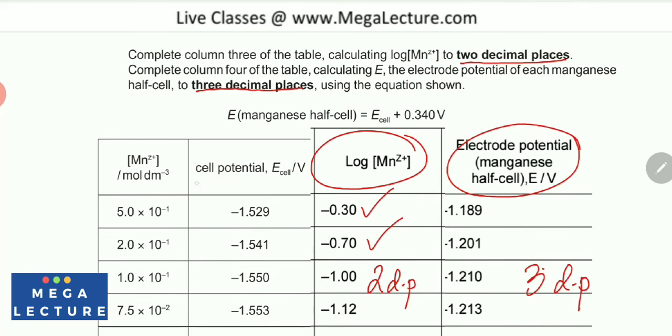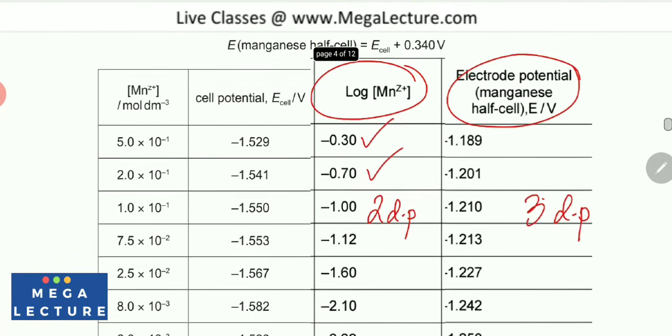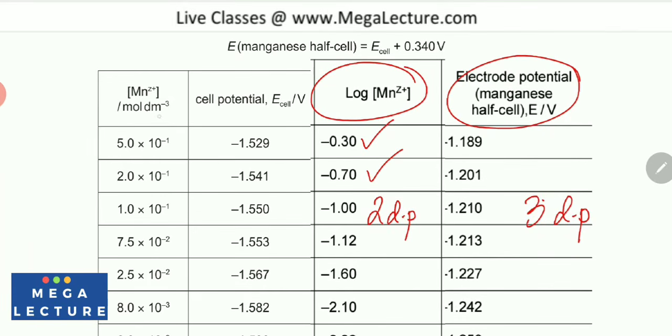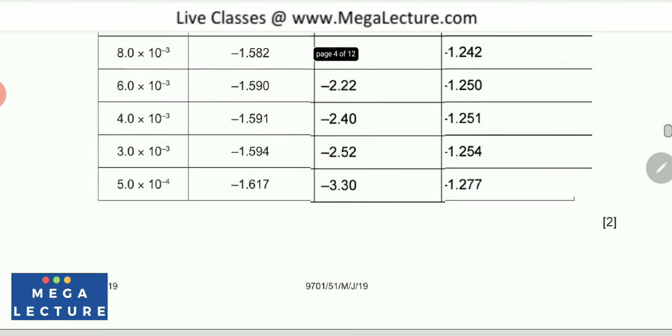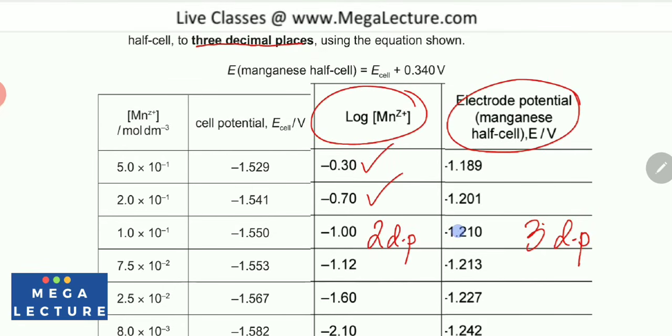I put in the E cell, which is given over here, and added 0.34 volts to it, and I got the manganese half cell. So these values were calculated. All of these values were calculated in this way, and I filled up the table. And once I have gotten all these values, the experiment was basically lowering the concentration of Mn plus, as I discussed earlier, and we are measuring the potential of the manganese half cell, and we're also taking the log of the concentration.